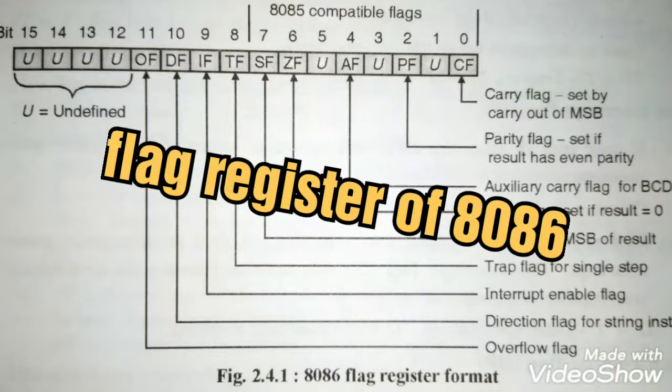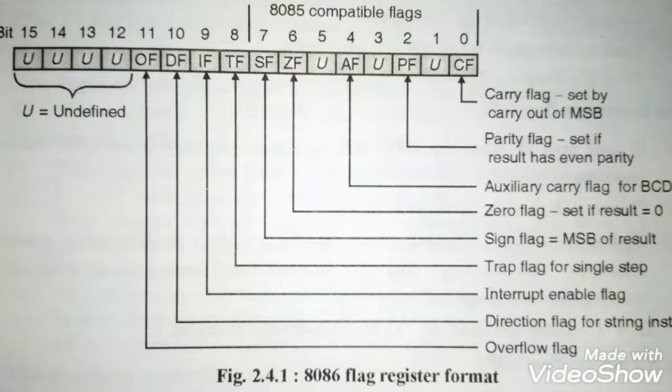8086 flag register. Flag register is a part of execution unit. It is a 16-bit register with each bit corresponding to a flip-flop. A flag is a flip-flop. It indicates some condition produced by the execution of an instruction. Flag can control certain operation of execution unit.